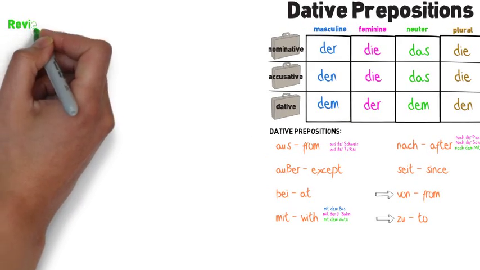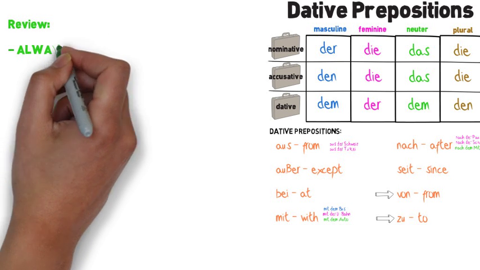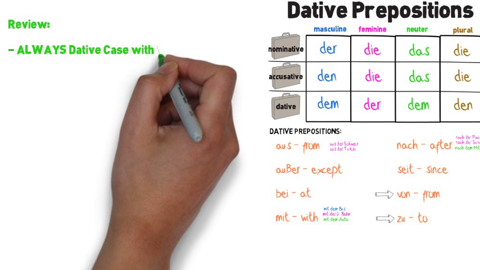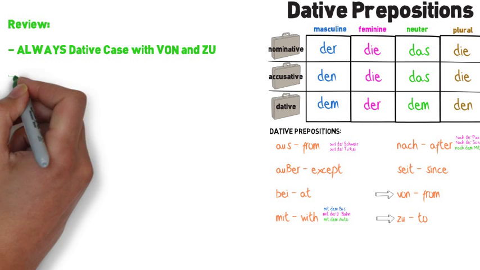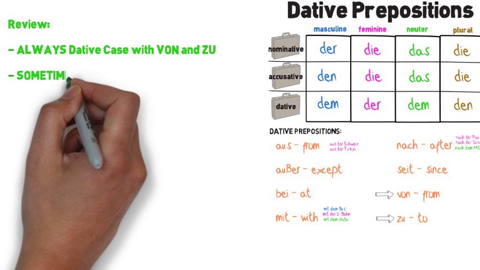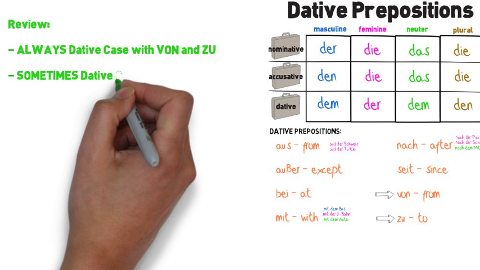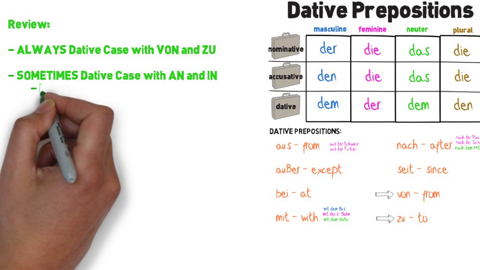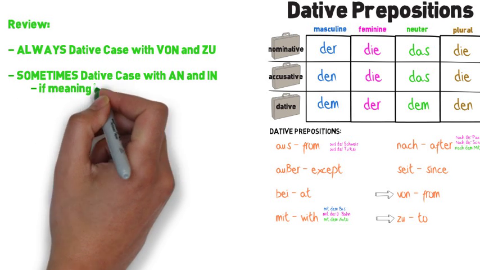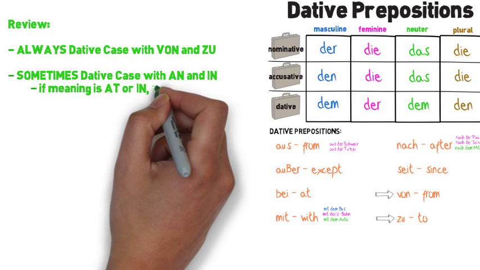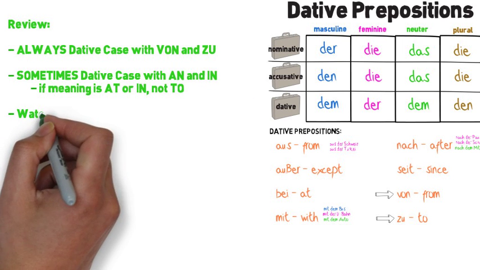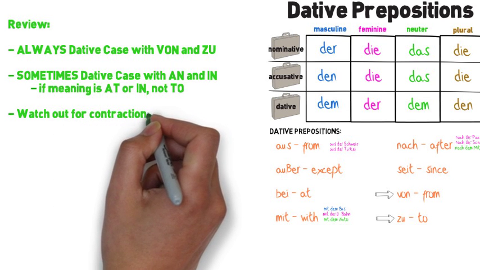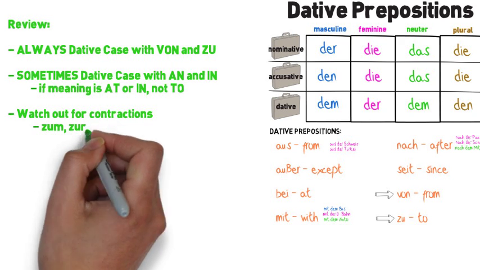Okay, time to review. You always need to use the dative case with von and zu, as well as the other prepositions listed in orange on the bottom right of your screen. You will also need to use the dative case with in or an, but only if your meaning is in or at, not to. Von, zu, in, and an all have contractions that might be options, so you're going to need to watch out for those and use those appropriately, but don't use those when you're using a possessive form or an indefinite article.